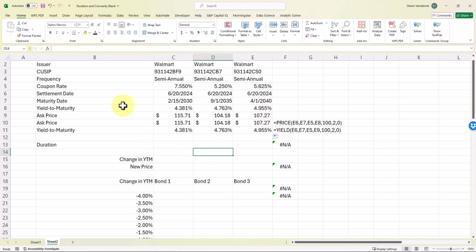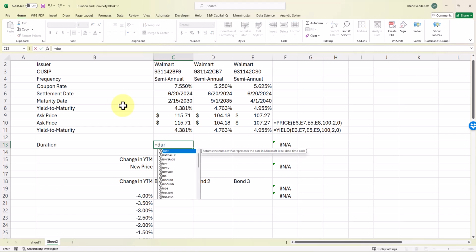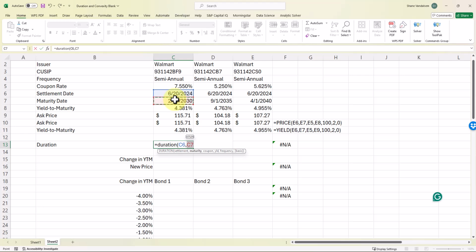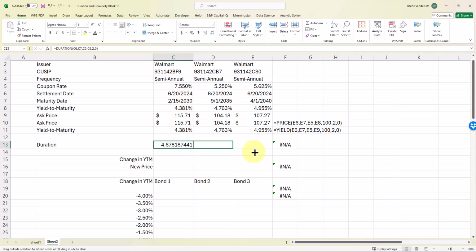Okay. So the duration of these bonds, I'm going to put in equals duration. And again, our settlement date is the same. Our maturity date is the same. Our coupon rate is the same coupon rate. The yield is the yield to maturity. A frequency of 2. And then a basis of 0. I'm going to pull this across. So you can see here there's a wide range in the duration.